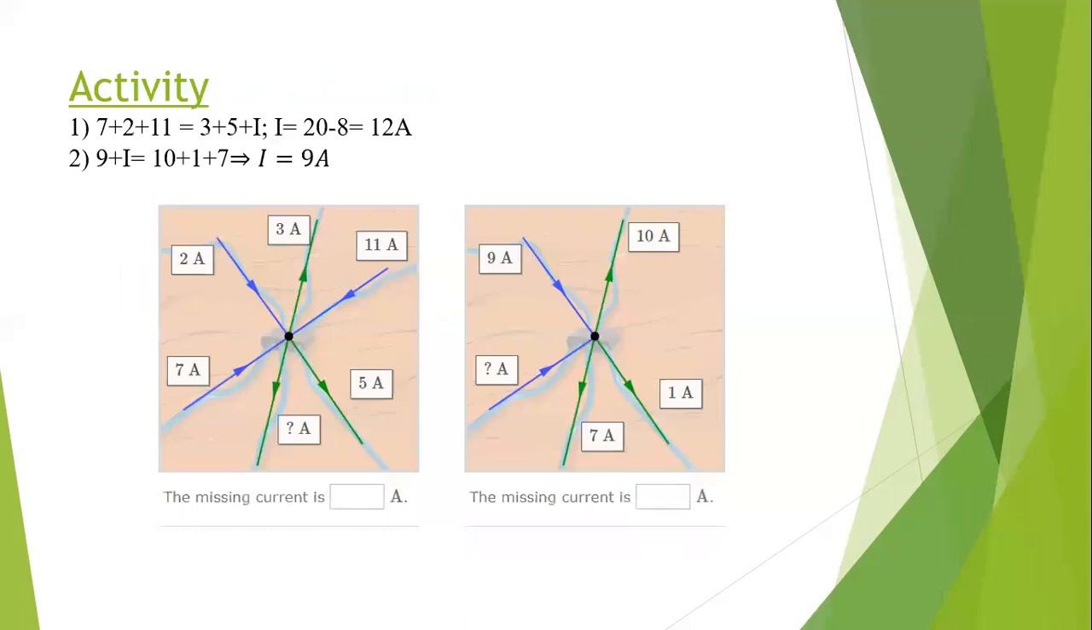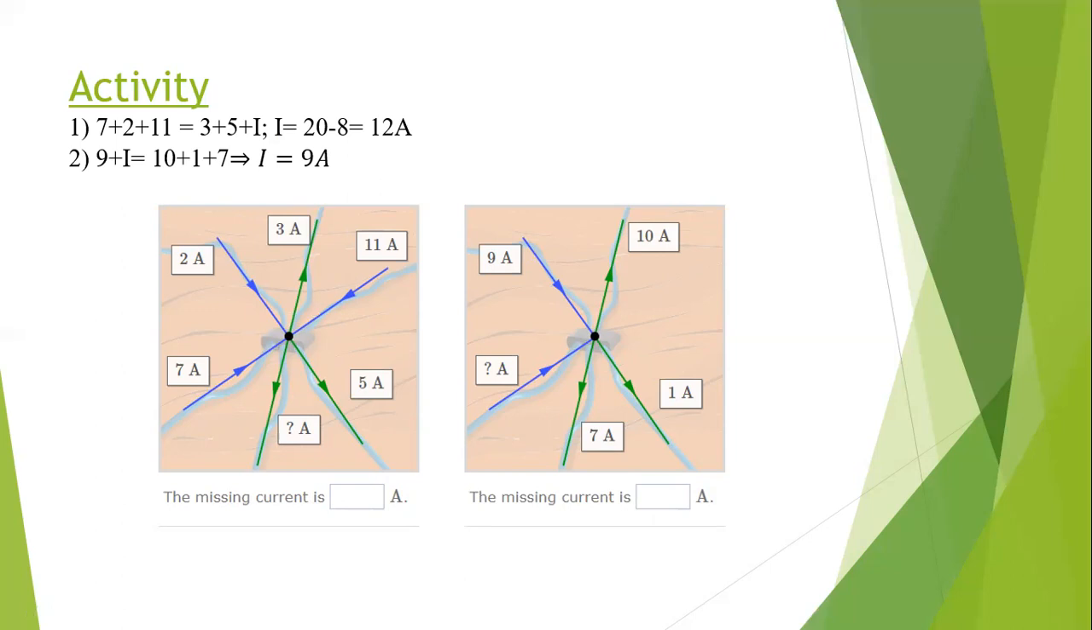These are examples here. If we have on this point that the currents entering are 2 ampere plus 7 ampere plus 11 ampere equal 3 ampere plus 5 ampere plus I. So I equals 20 minus 8, it gives 12 ampere. So this I here is 12 ampere according to Kirchhoff's first law.